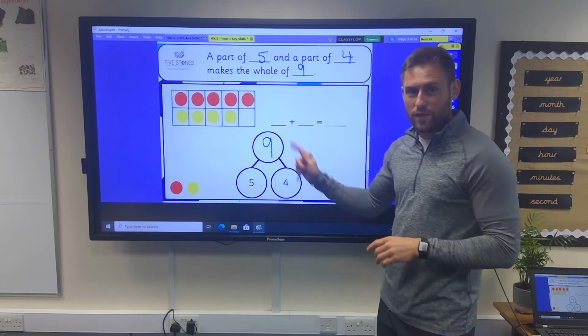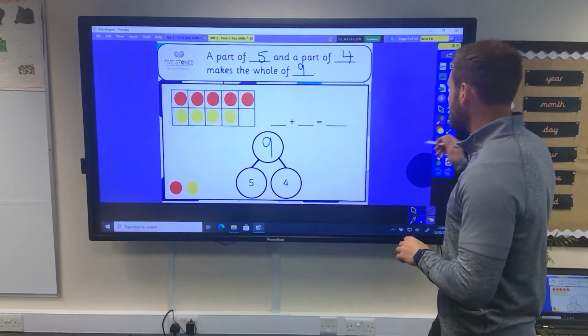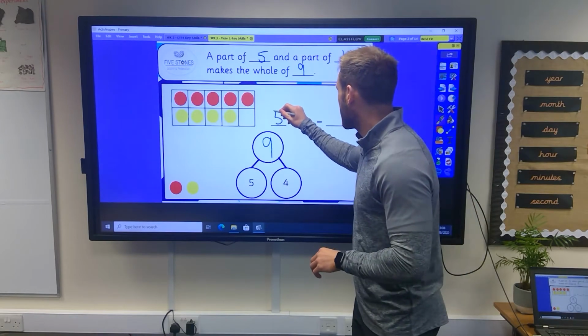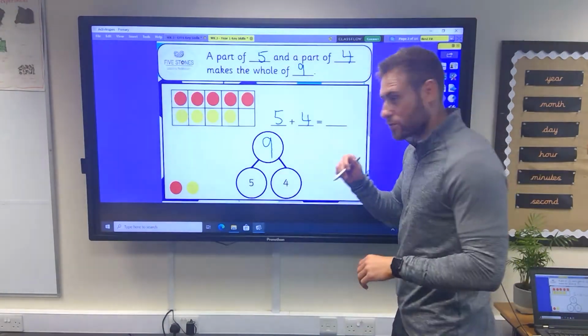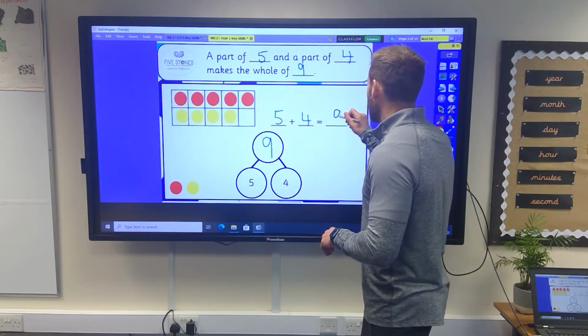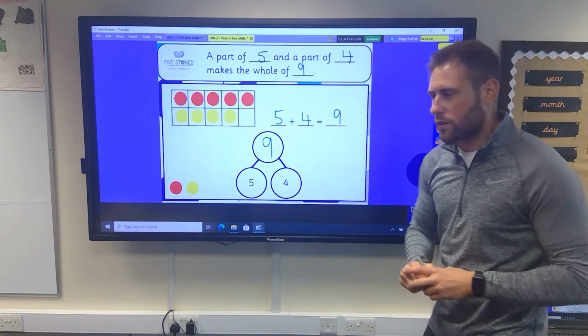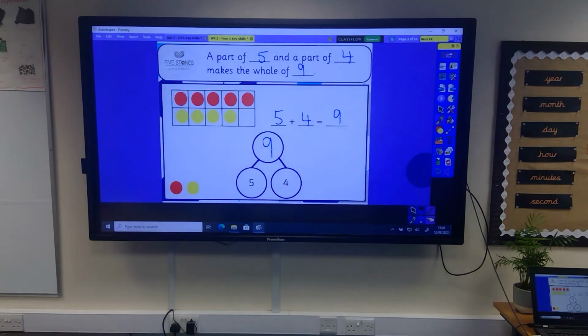Great work. Let's fill in our addition number sentence. So a part of 5 add the part of 4 is exactly the same as, so is equal to, the whole of 9. Well done if you managed to spot that.